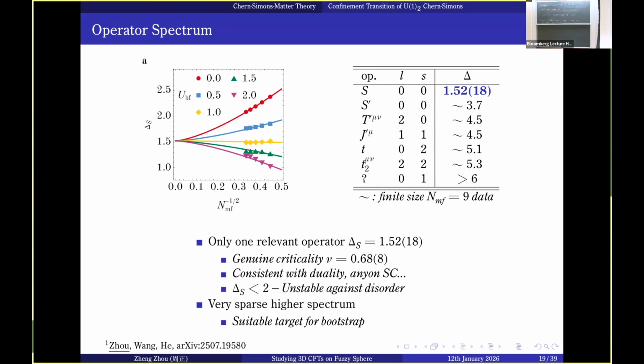And we can also look at the higher spectrum. Here L is the Lorentz spin, and S is the flavor SO3 spin. We can see that the higher spectrum is very sparse. So with this input, it makes a very suitable target for conformal bootstrap. Each scaling dimension here can be set as a gap for the conformal bootstrap.